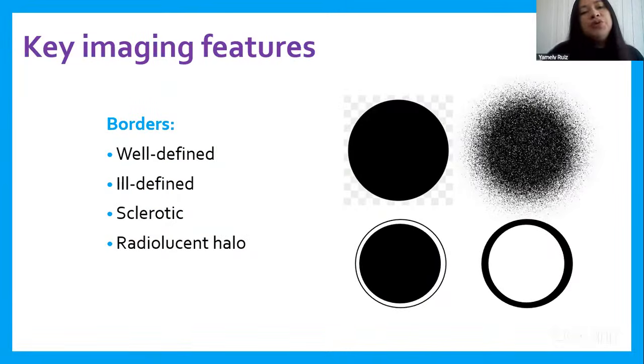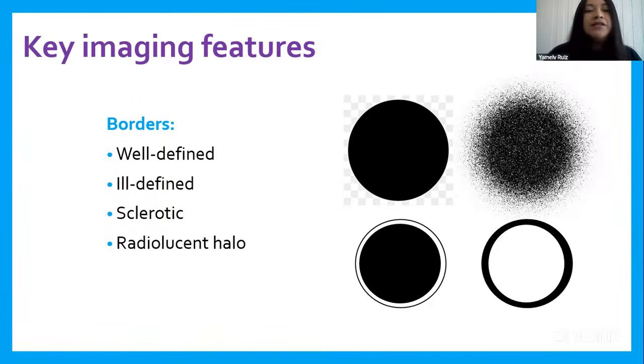In addition to the above, there are some key points for the description and the diagnosis when we are interpreting some of these images or studies. The first key imaging feature is the borders. Borders are very important to describe, and we have two basic terms to describe the borders.